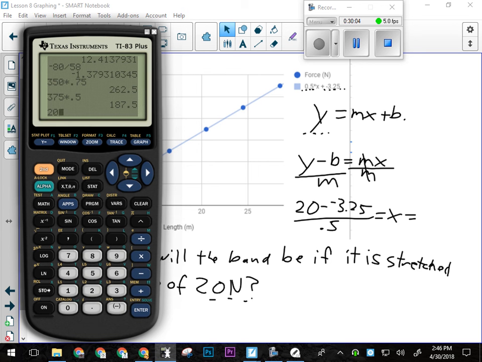Whoop, not negative, minus negative 3.25. So we got 23.25, then we're going to divide that by 0.5. So the rubber band should be 46.5 centimeters long when stretched by a force of 20 newtons.